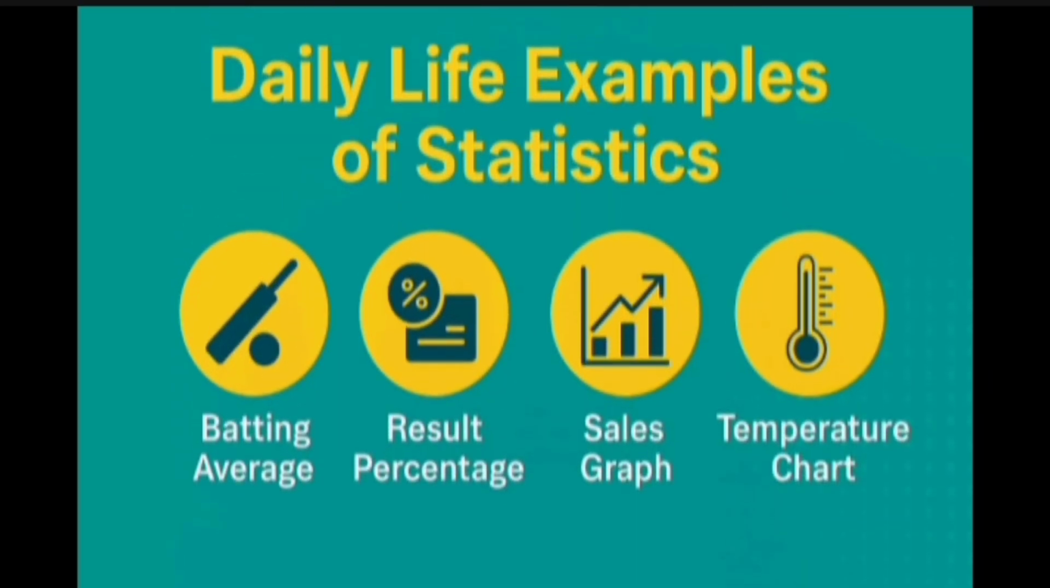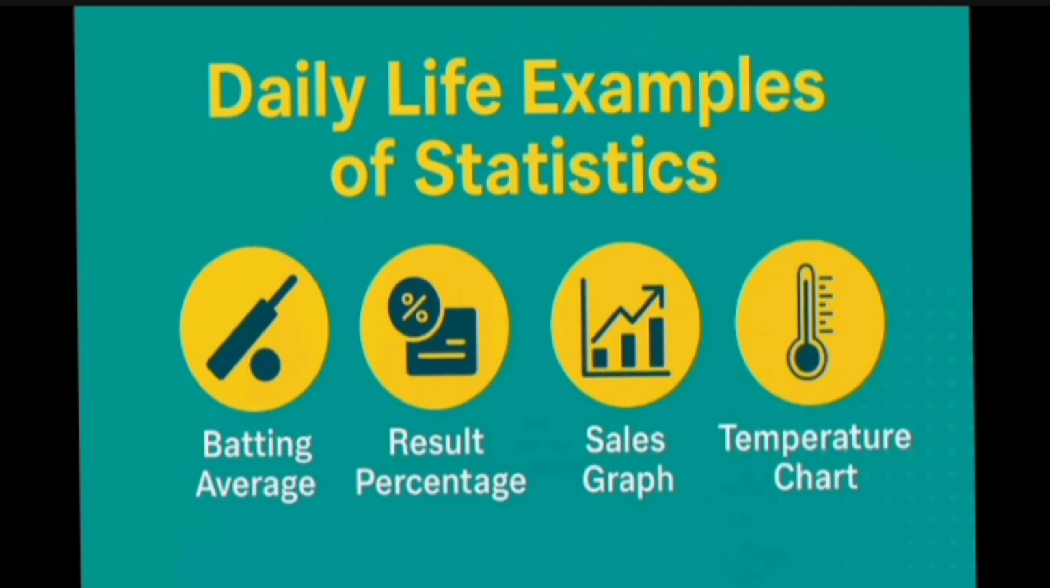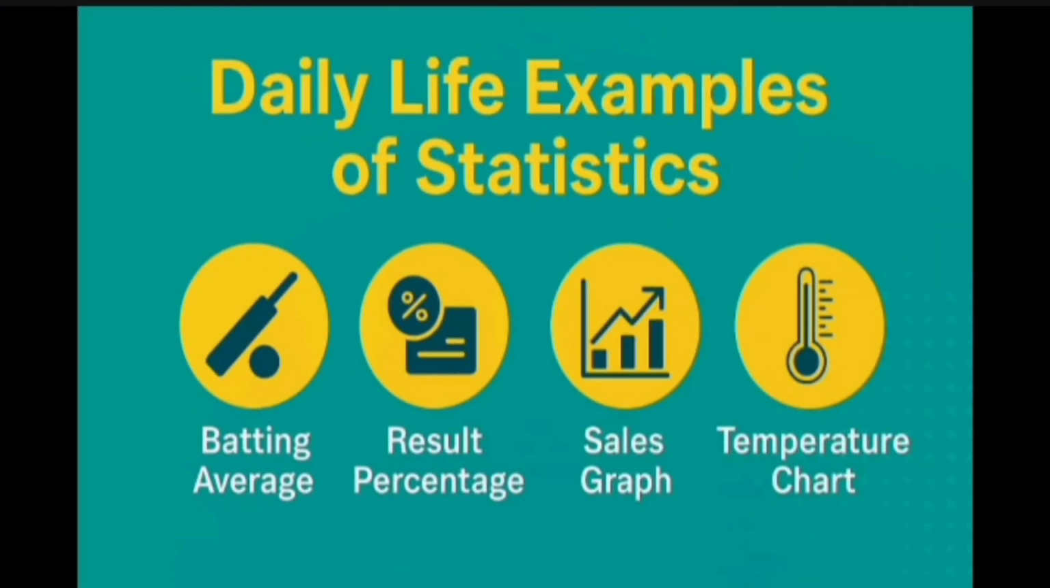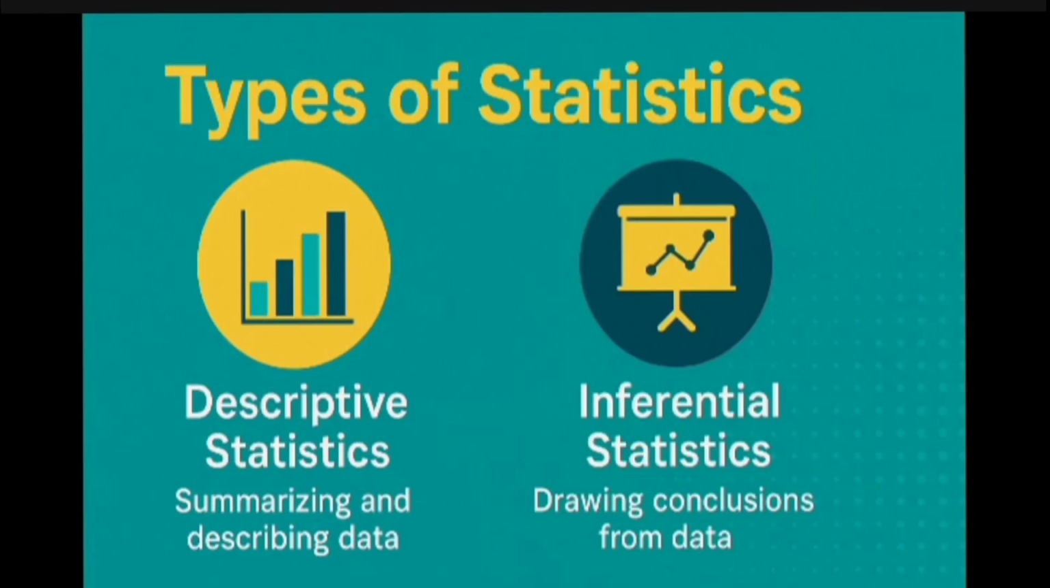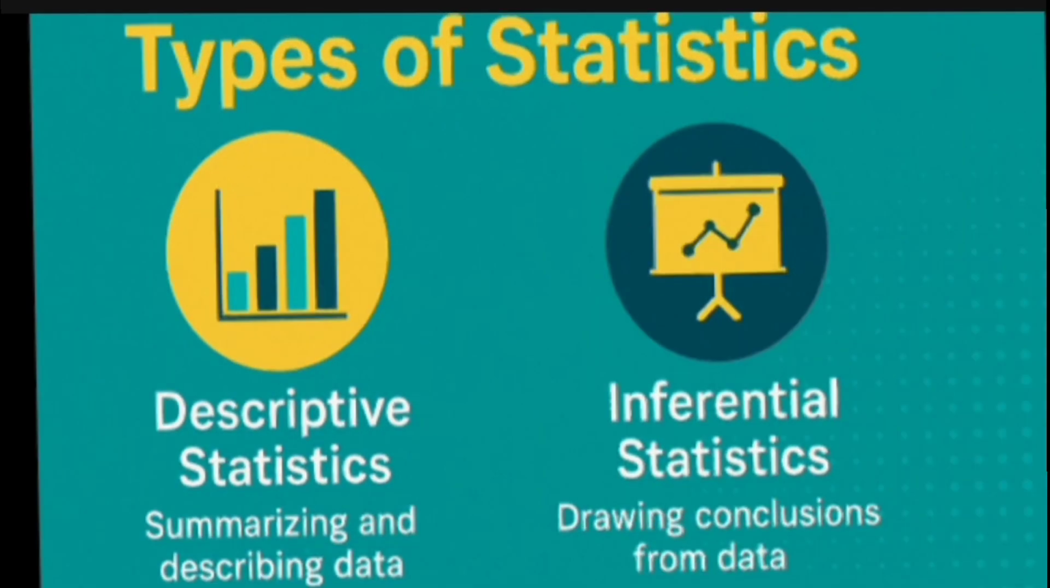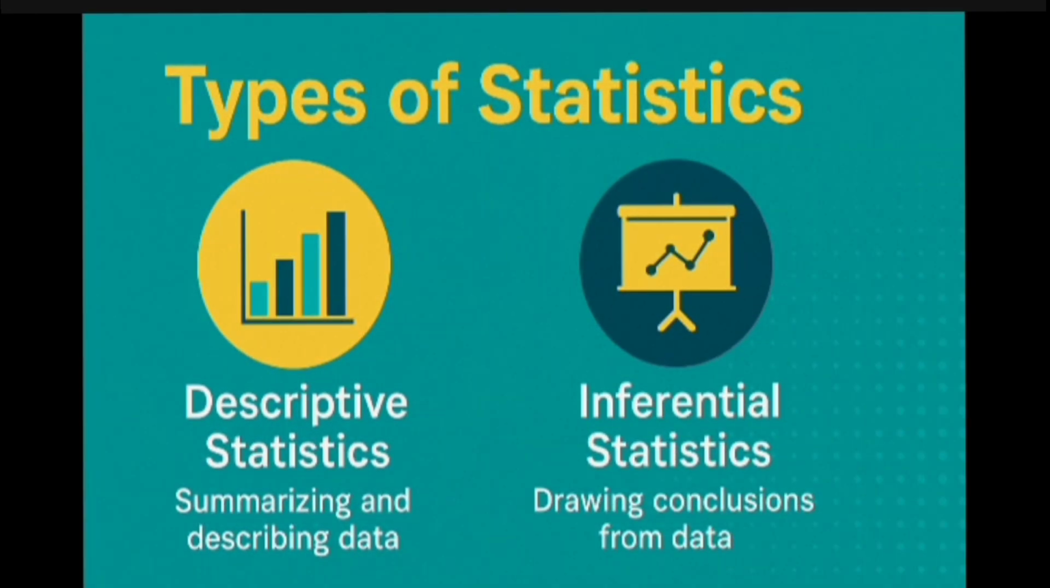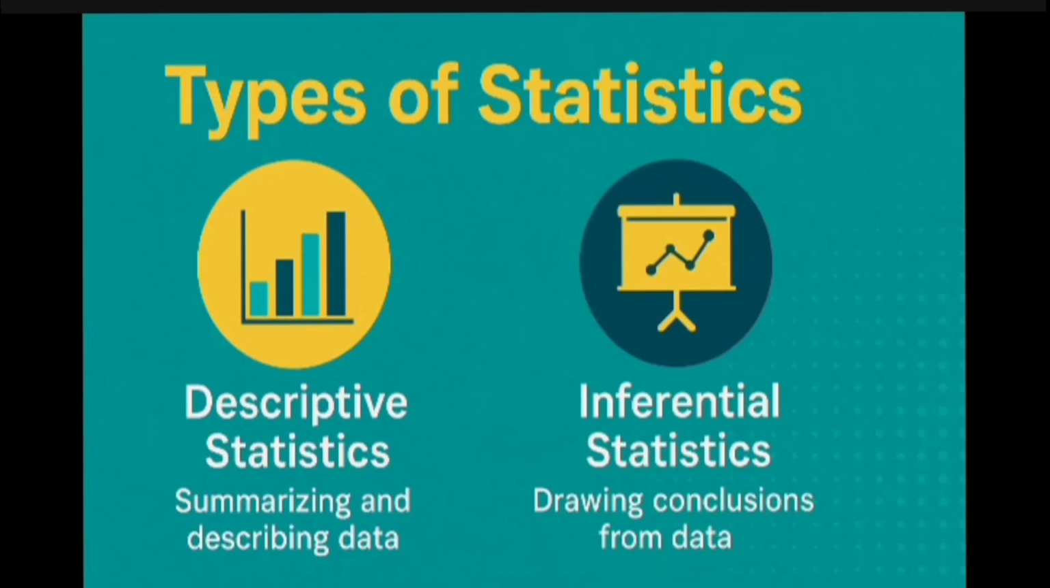Whether it's a cricket team's batting average, school exam results, a shop's daily sales, or the weather temperature, statistics is used everywhere. There are two main types of statistics: descriptive statistics, which summarizes and presents data in a simple way; inferential statistics, which uses data to make predictions or draw conclusions about a larger group. Both play an important role in real-world data analysis.